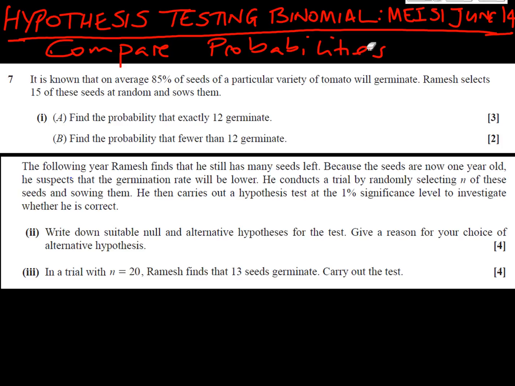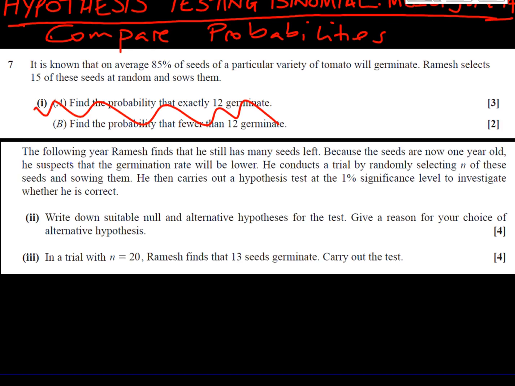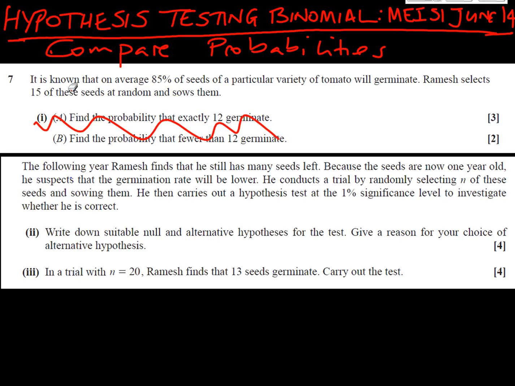Okay, I'm not going to do the first two parts because that's just practicing a binomial. So let's see what the question asks us by reading through. First, it is known that on average 85% of seeds of a particular variety will germinate. That's our base position. So we know we're looking here at a binomial with p equals 0.85. They asked us to do some probabilities. We're going to carry on to the second part.